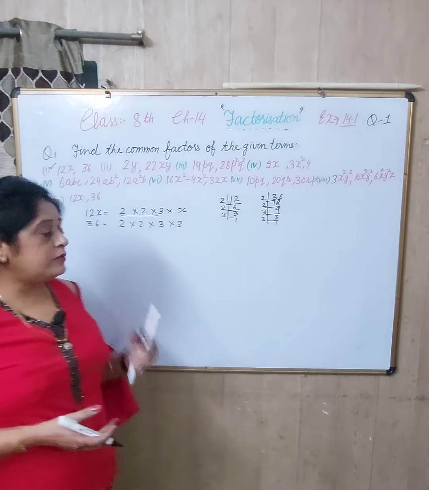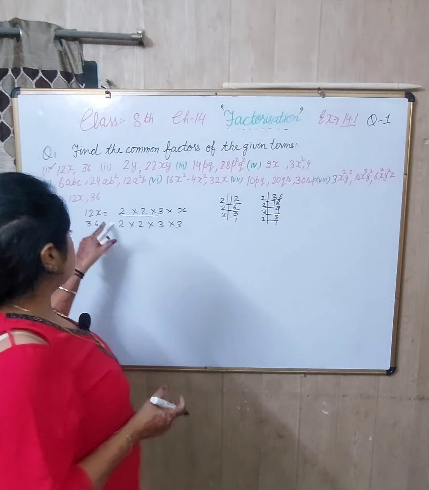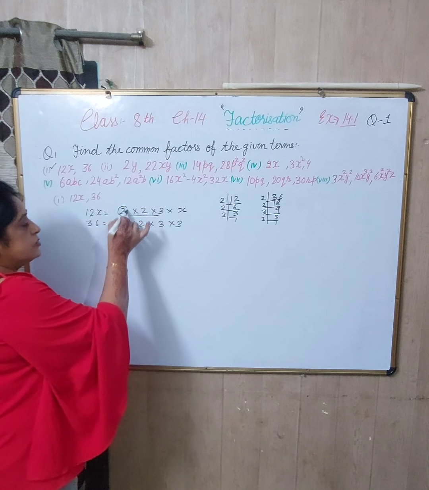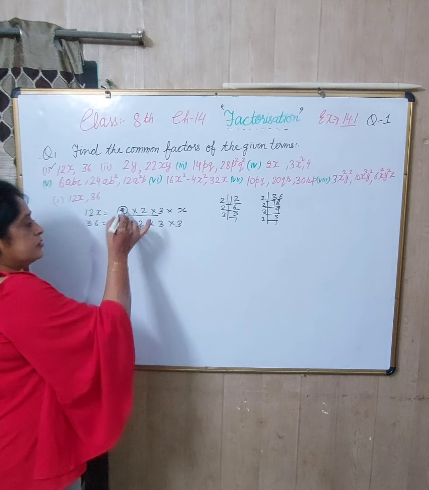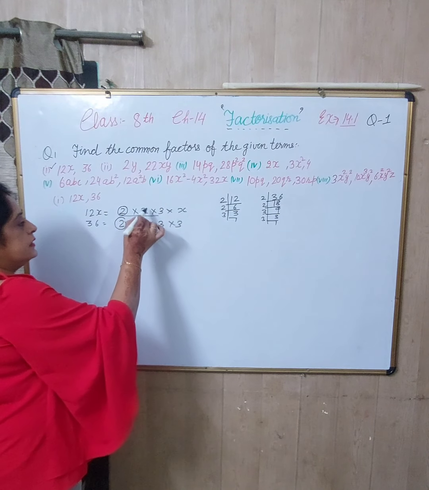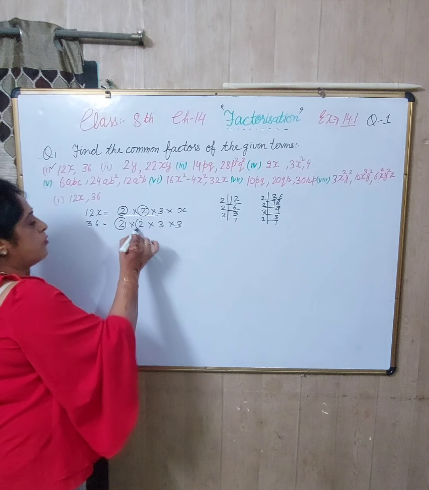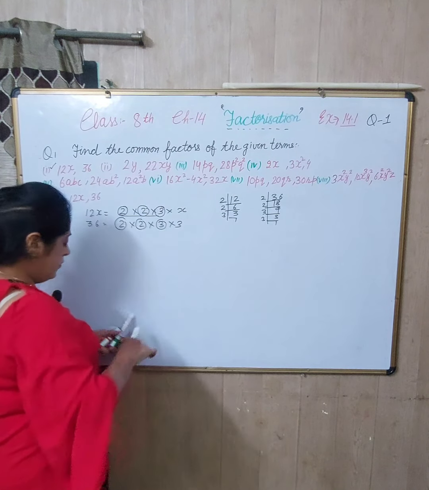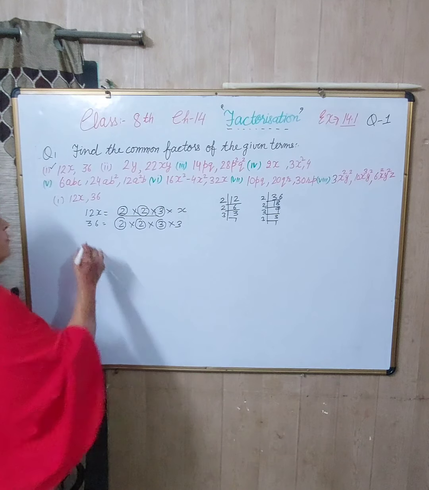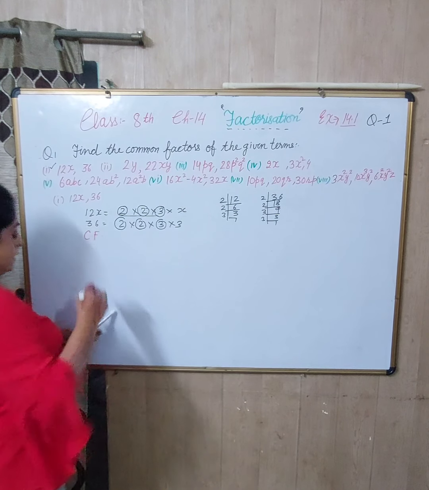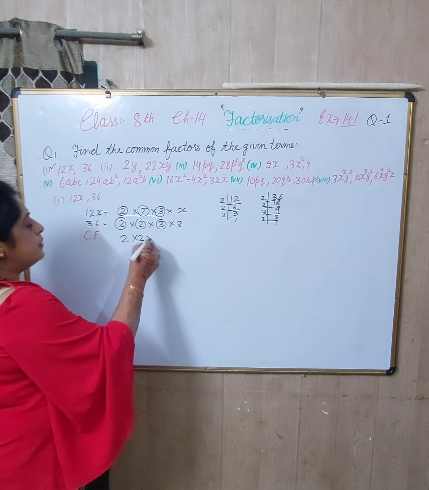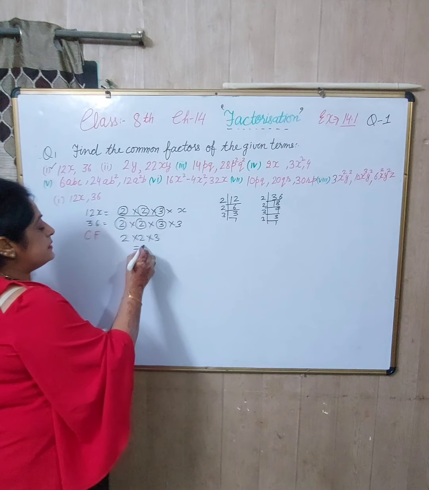Now we have to take the common factor which is included in 12x and 36. This 2 is common to both. This 2 is common to both terms. This 3 is common to both terms. So our common factor will be 2 multiply 2 multiply 3, means 12.